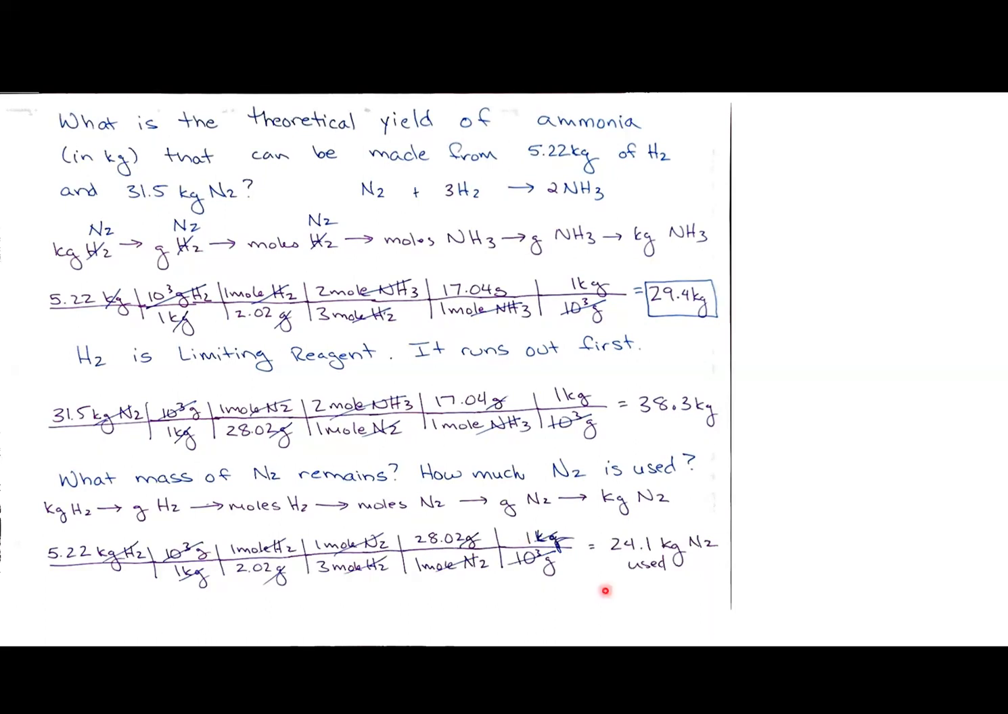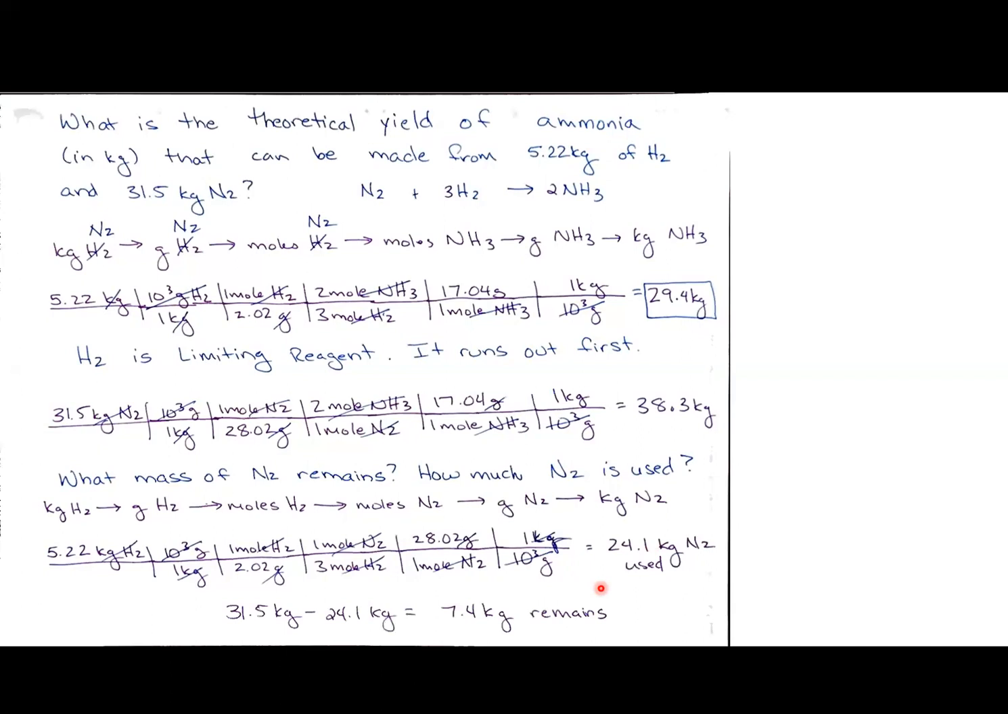Okay, cool. Now I know how much of this stuff I used. I was given 31.5. I used 25.1. So the difference between those two numbers is 7.4 kilograms remaining.